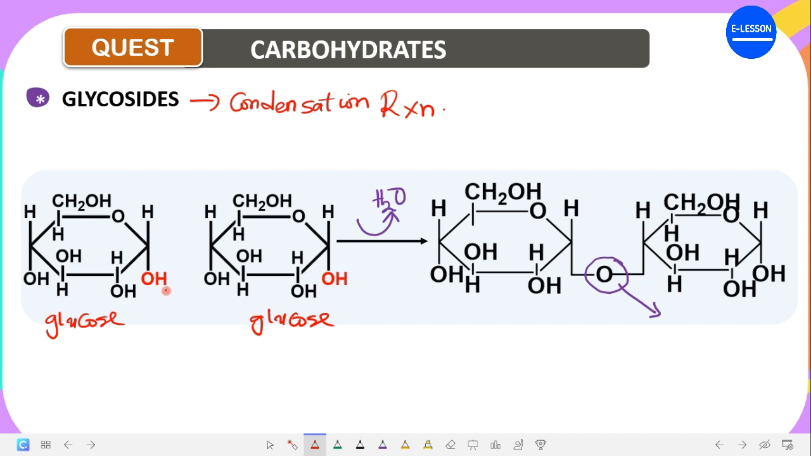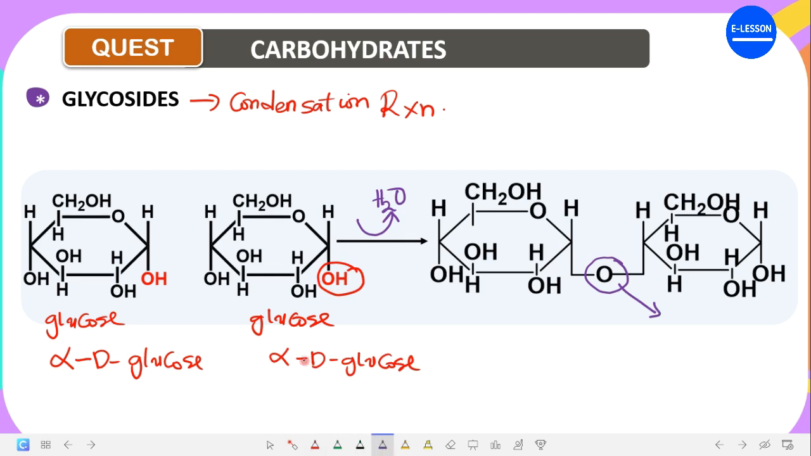Is it beta glucose or alpha? If you look at this very well, this is alpha glucose because the OH here is opposite this CH2OH. And this OH is facing down. We said when the OH is facing down, we call it alpha D glucose, or alpha glucose, right? Now this one also, this OH is also facing down. This is also alpha D glucose.